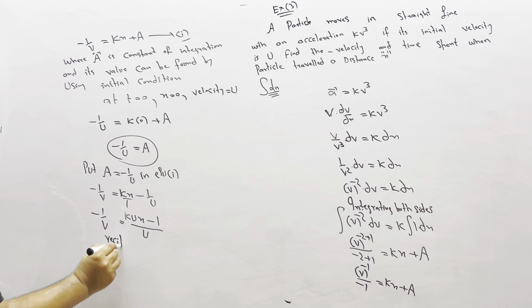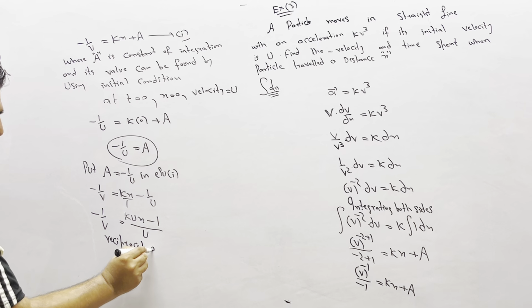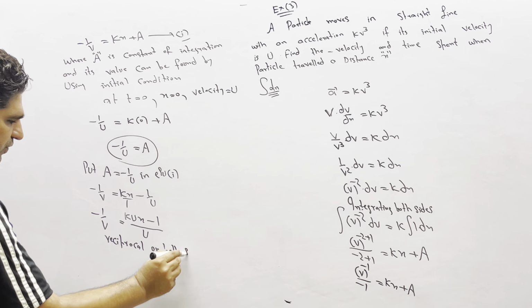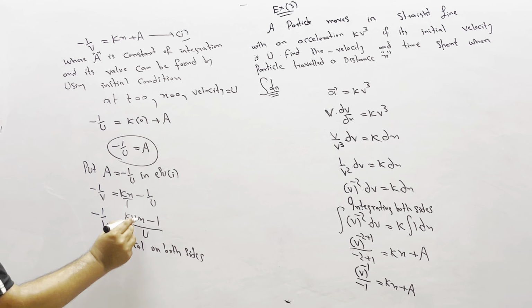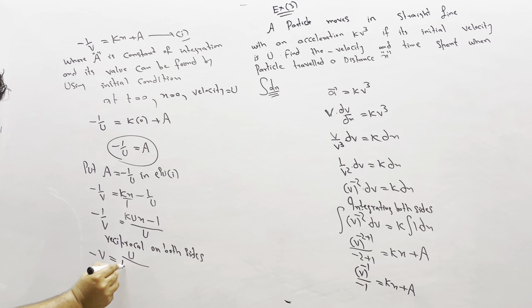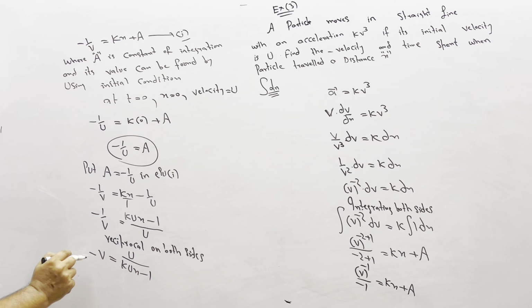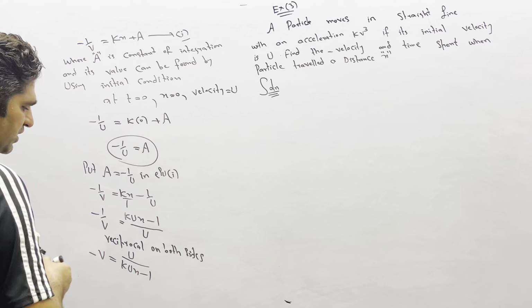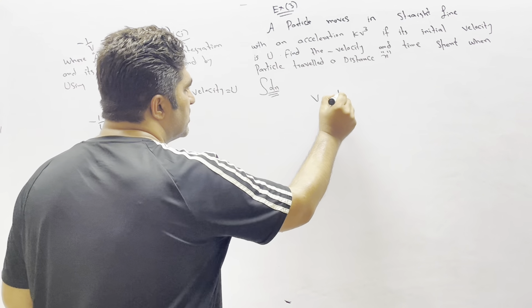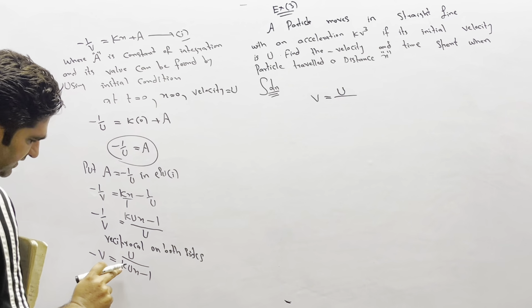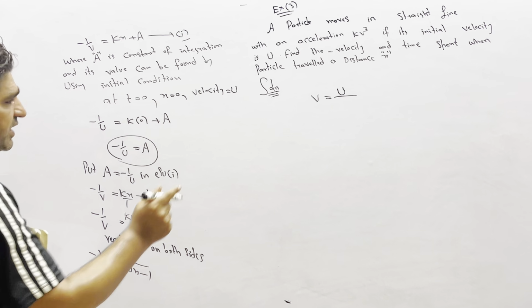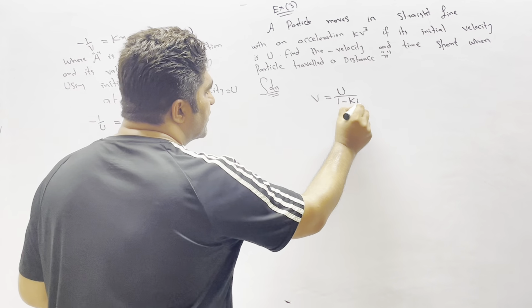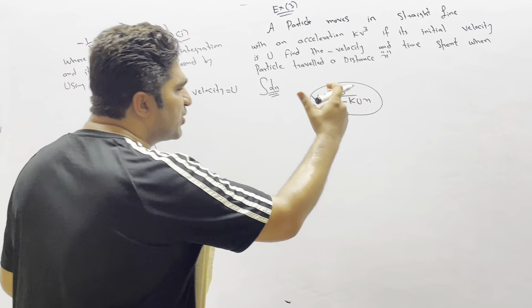Reciprocal on both sides. Take a reciprocal, it will be minus v equal to u will come in the denominator, kux minus 1. But you want to get v. If you want to get v, this minus will go there. v will be equal to u divided by, this is kux minus 1, because I am sending this minus over there, so both signs will be changed, and it will become 1 minus kux. So what you got? You got v, means you got the velocity.